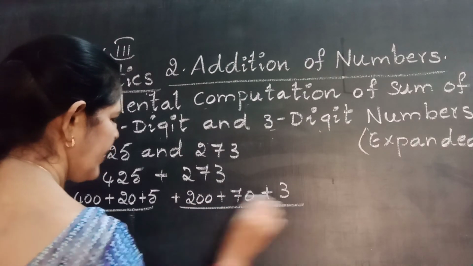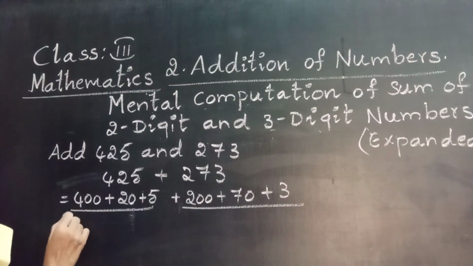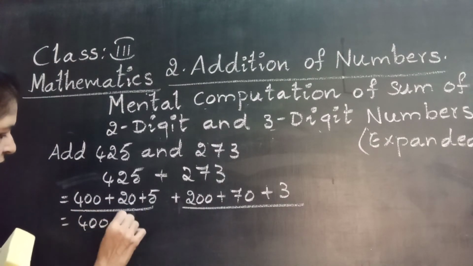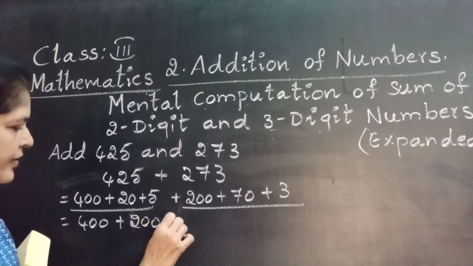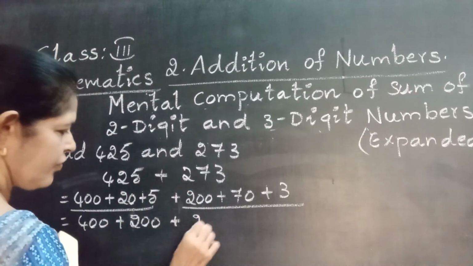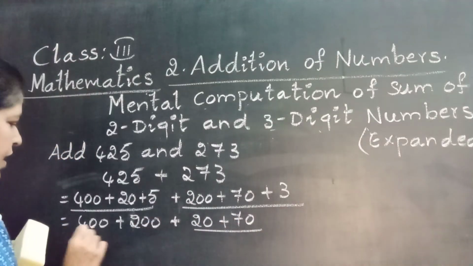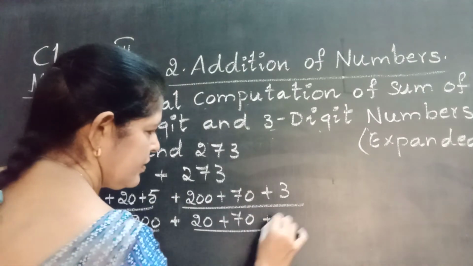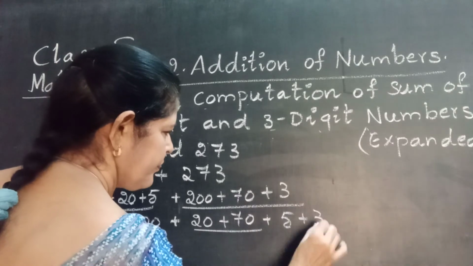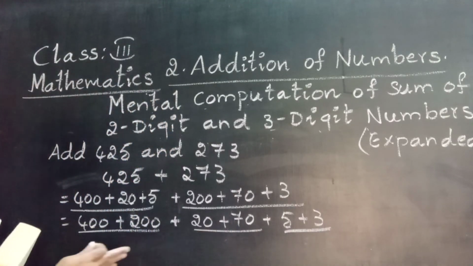Now first we should take hundreds. 400 plus 200. Isn't it? Next take tens, 20 plus 70. Next take ones, 5 plus 3. Ones, tens, hundreds.